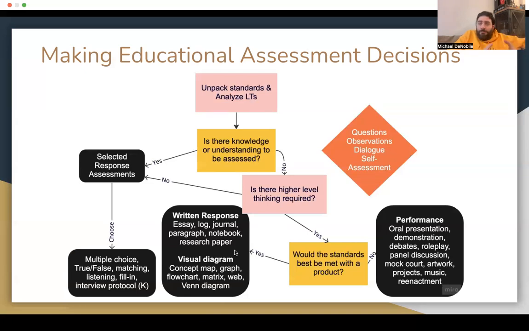Well, I have a product. This product proves whether or not they have it. But oftentimes, we may not need a physical product in order for students to demonstrate their mastery. This leads us to performance-based assessments.